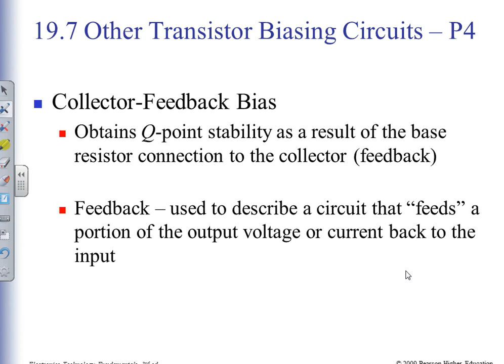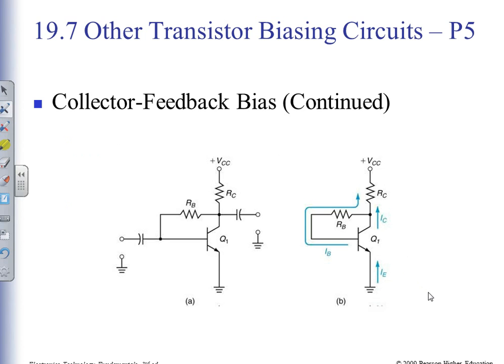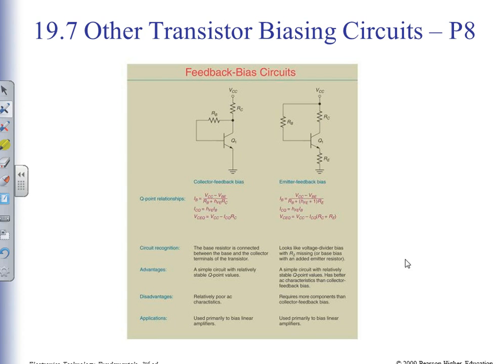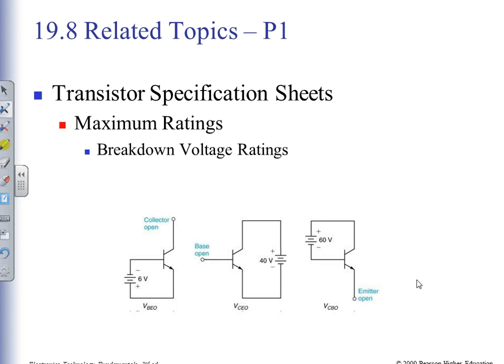Other transistor biasing. Collector feedback biasing gives me a stable Q point. Isn't that lovely? Yes, I just love it. So what I'm going to do is put my base resistor right at my collector. I'm going to have some currents flowing around, and if I need that set of equations, I'm sure I can find it in the book too.